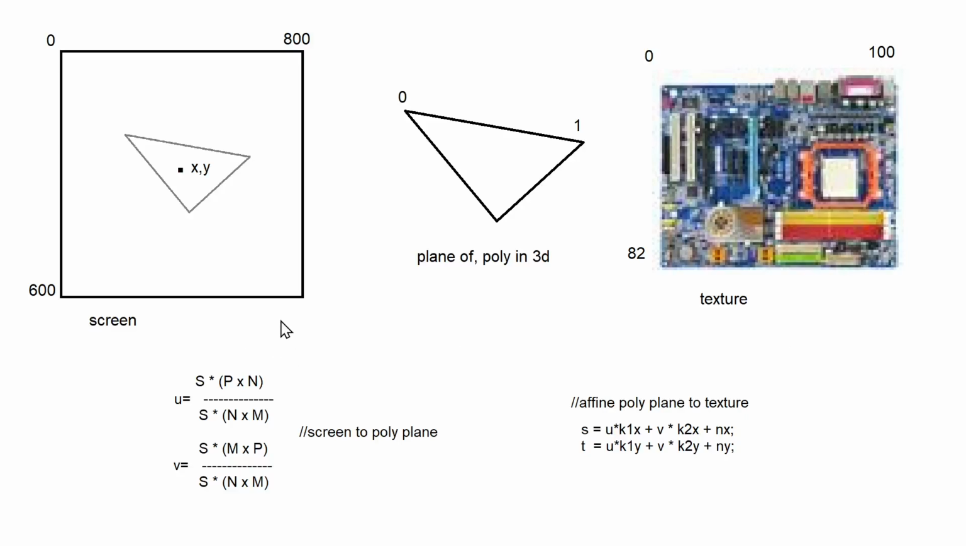So how does this work? We take x and y within a projected polygon. X and y are in the screen space, and we put them into these formulas to get u and v. U and v give us the coordinates in the polyplane, and they are between 0 and 1. After that, we transform u and v coordinates to s and t using affine transformation to get to the texture space.